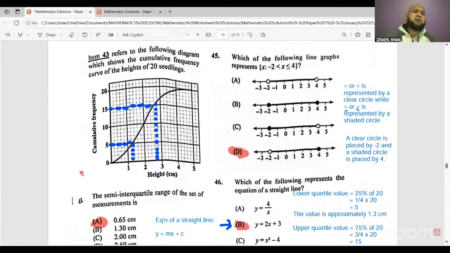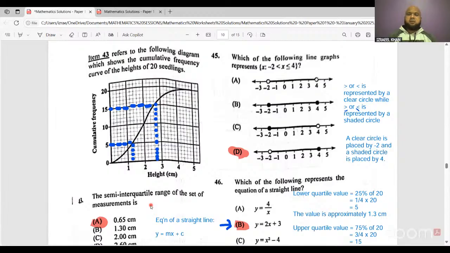43, a very interesting question that is so irritatingly long. Item 43: for the following diagram, which shows a cumulative frequency curve of the heights of 20 seedlings, find the semi-interquartile range of the set of measurements.